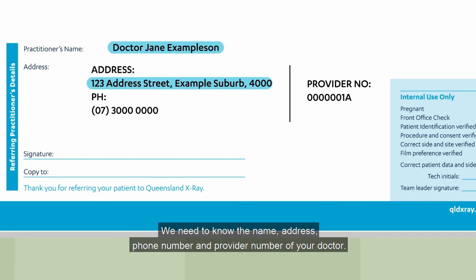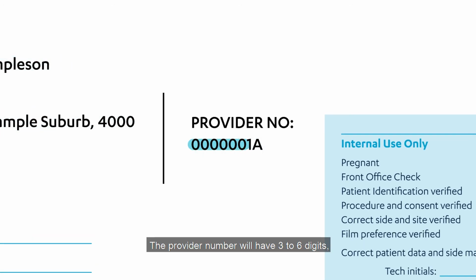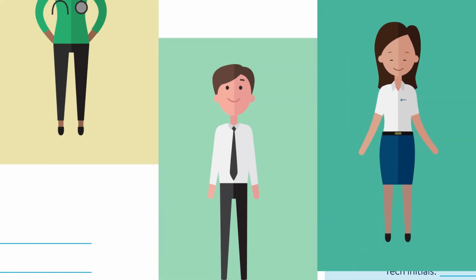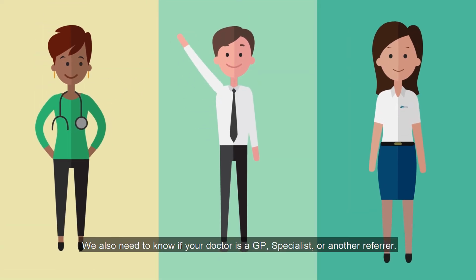We need to know the name, address, phone number and provider number of your doctor. The provider number will have 3 to 6 digits and 2 additional characters such as 1A, VF or AA. We also need to know if your doctor is a GP, specialist or another referrer.